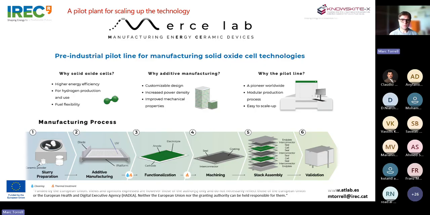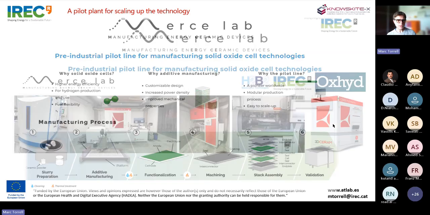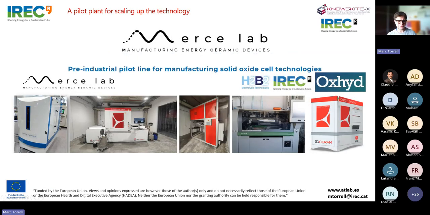Then an industrial furnace for the binding and sintering process. All the processing for functionalization by spray or by inkjet printing of the electrodes. Then the machining of the electrolytes by water jet, the machining of the sealants by water jet, and then the stack assembly and the validation up to 5 kilowatts per stack. Here are the pictures of this new facility.